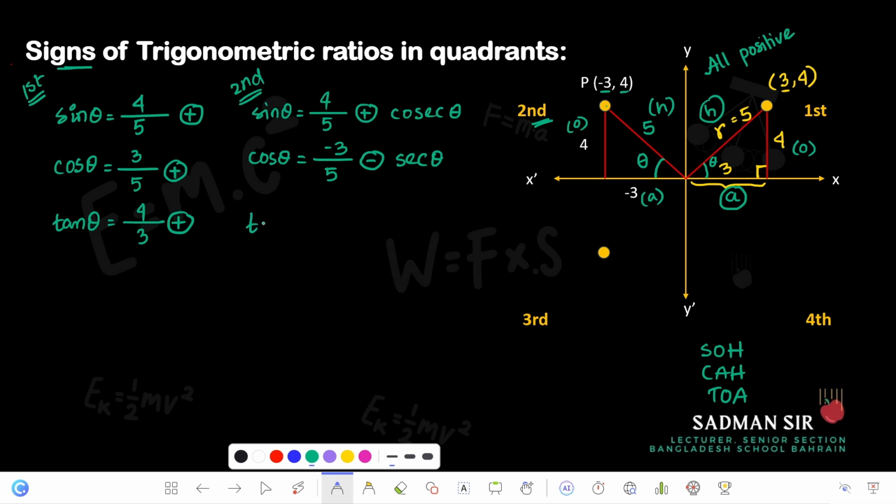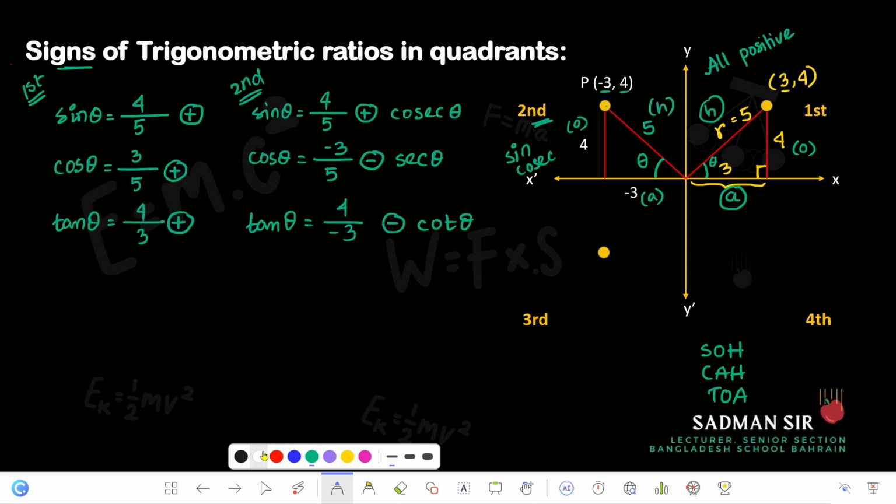What about tan and cot? If you take tan theta, it will be oppo by adjacent, so 4 by -3. 4 by -3, again it is negative, so cot theta is also negative. That means in the second quadrant only two of the quantities are positive, that is sine and cosec. Okay, so we will write here sine, cosec, they are positive here.